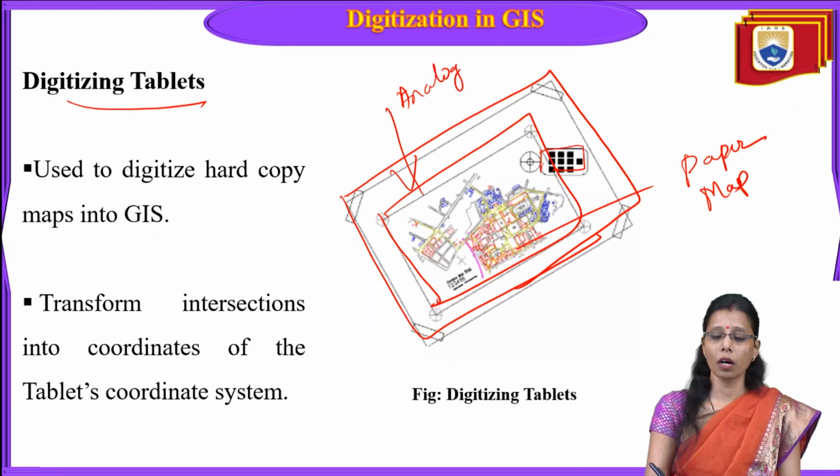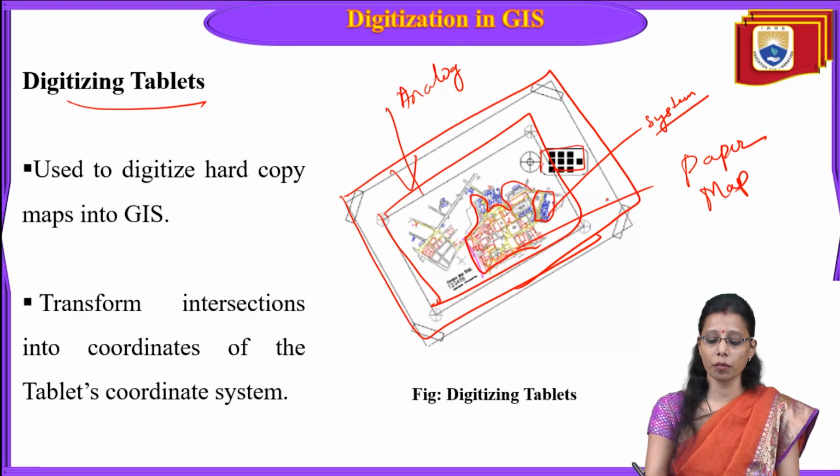So this map, once the paper map is digitized, that means if the cursor is moved over this map like this, the same information will be converted. Wherever the cursor is moved, it will be connected to a system. All this information will be connected to the system, and later once you move this cursor, wherever you move, the whole information is converted and displayed here in the form of a map.